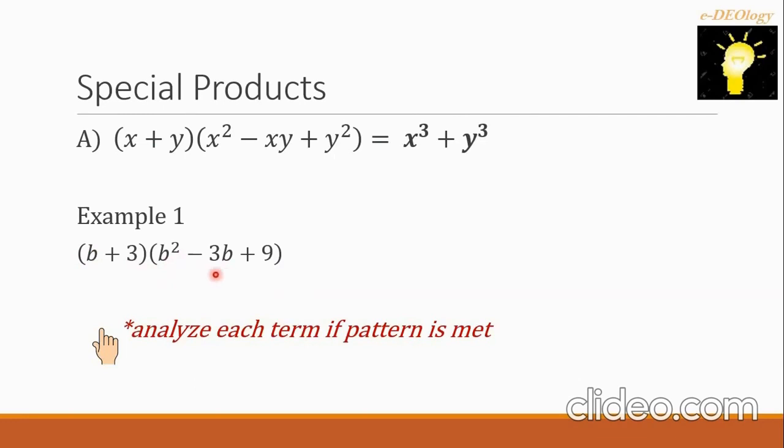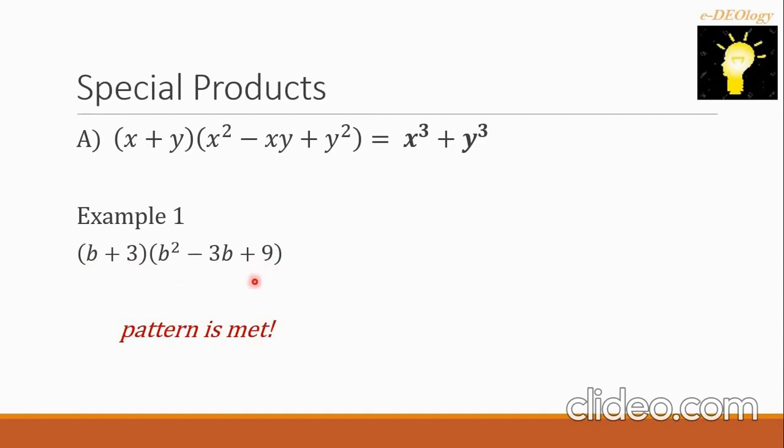The middle term: if I multiply b by 3, I will get positive 3b, but I should write the opposite sign, negative 3b. So the second criterion is checked also. What about the third? The third term is 9. This 9 is simply the square of the number 3. So the third criterion is checked. So it means to say the pattern is met.